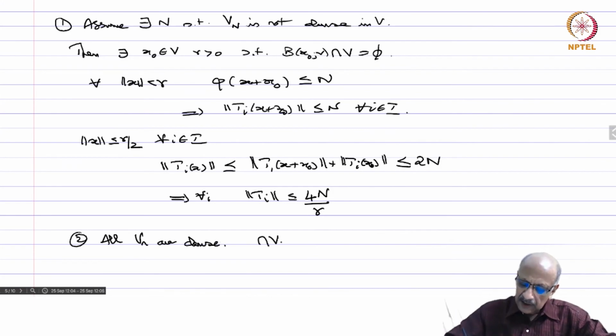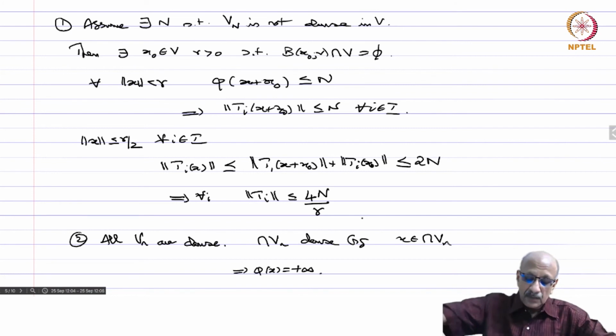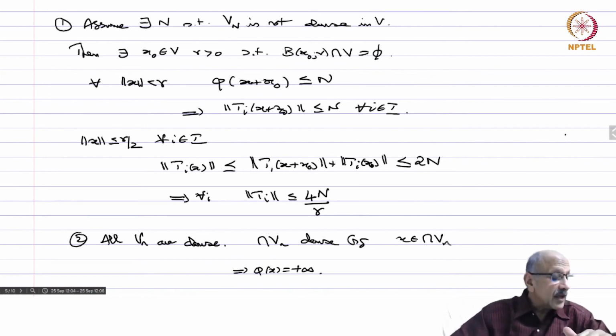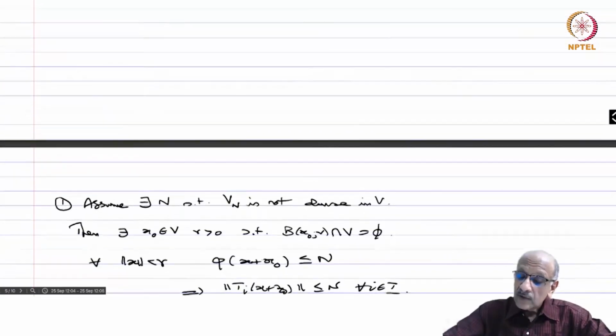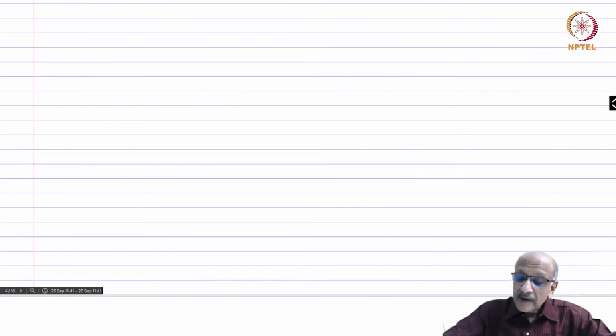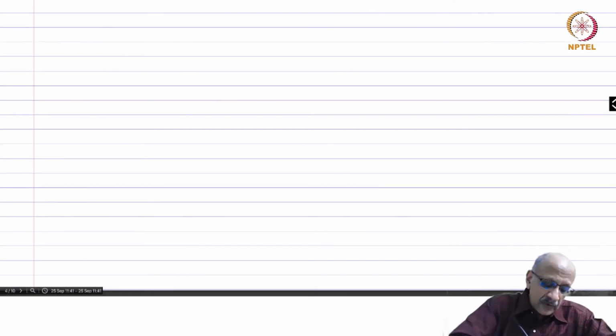Therefore, the intersection of the V_n is a dense G delta, and if x belongs to the intersection of the V_n, what does it mean? Phi(x) is bigger than n for all n, which implies phi(x) equals plus infinity, and that is precisely what the theorem is saying. Okay, so this is called the Banach-Steinhaus theorem, and now we will state a corollary which is the usual form in most books.